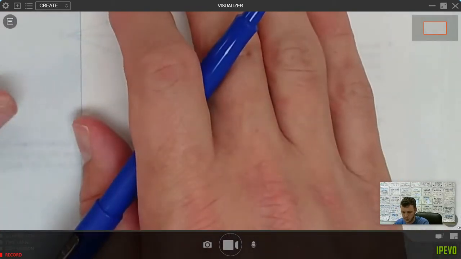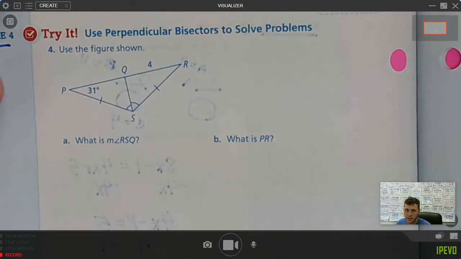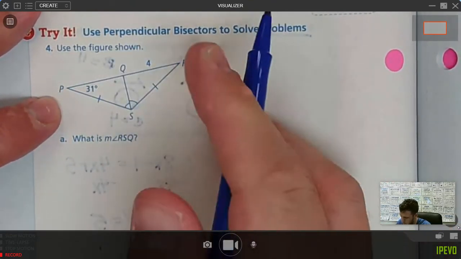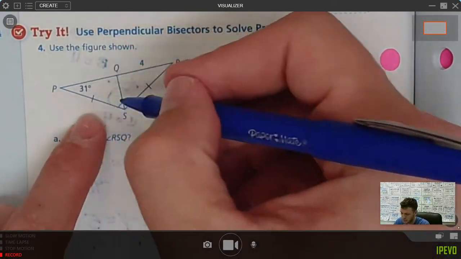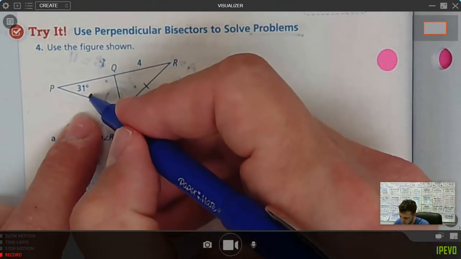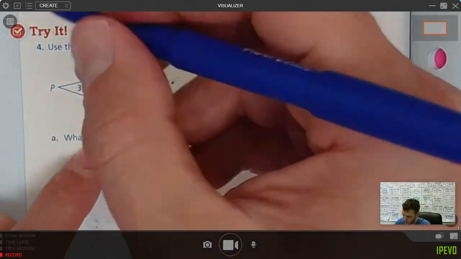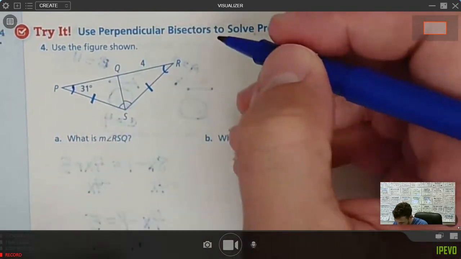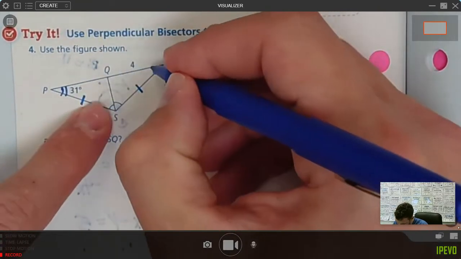Next page. All right, so we're going to take a look at example 4, which says to use perpendicular bisectors to solve problems. We've got actually 3 different triangles in this figure. So we know that this is an isosceles triangle, because of the sides right here, the big one. We know that these angles are congruent, and I'm going to put a double tick mark because they've already used a single tick mark here.